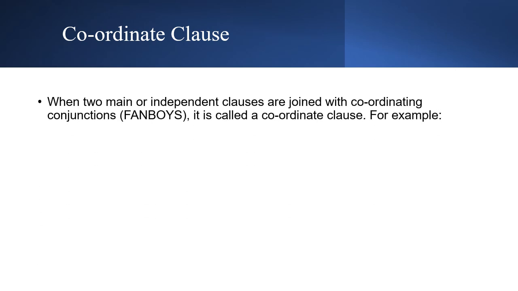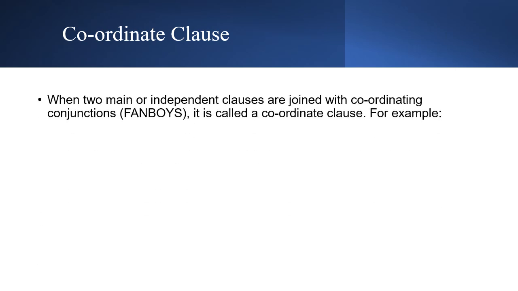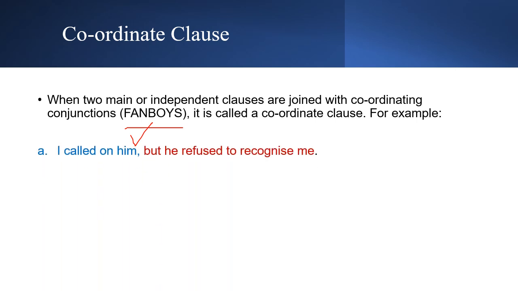Now, a coordinate clause, on the other hand, is where you use fanboys. If you haven't watched my previous video about coordinating conjunctions and compound sentences, in English there are seven conjunctions which are fanboys: for, and, nor, but, or, yet, and so, which make compound sentences or which make a coordinate clause. And coordinate clauses are complete sentences. For example, I called on him, but he refused to recognize me.